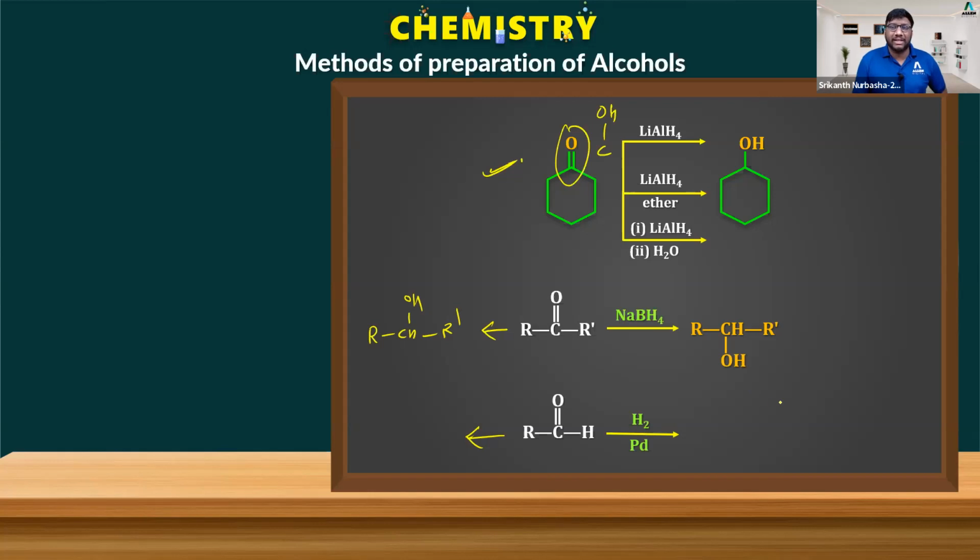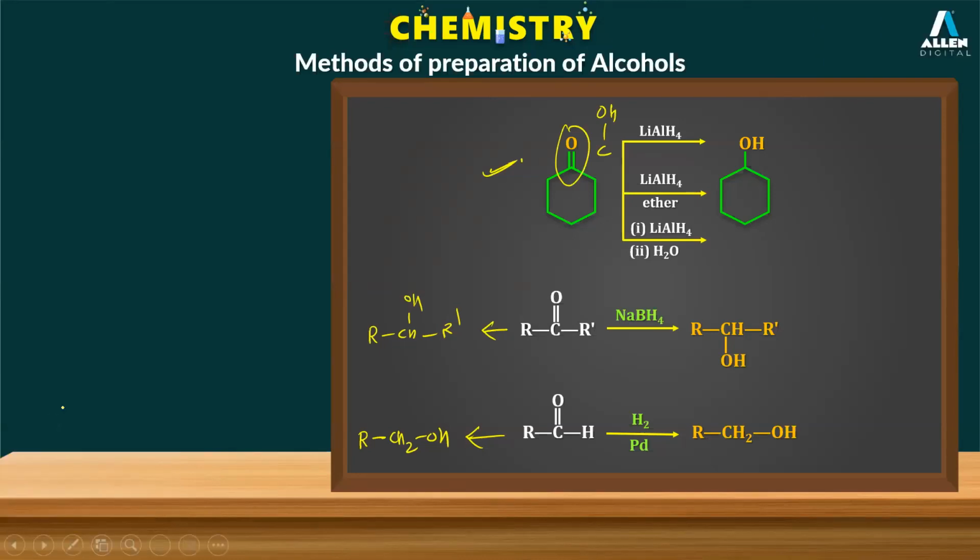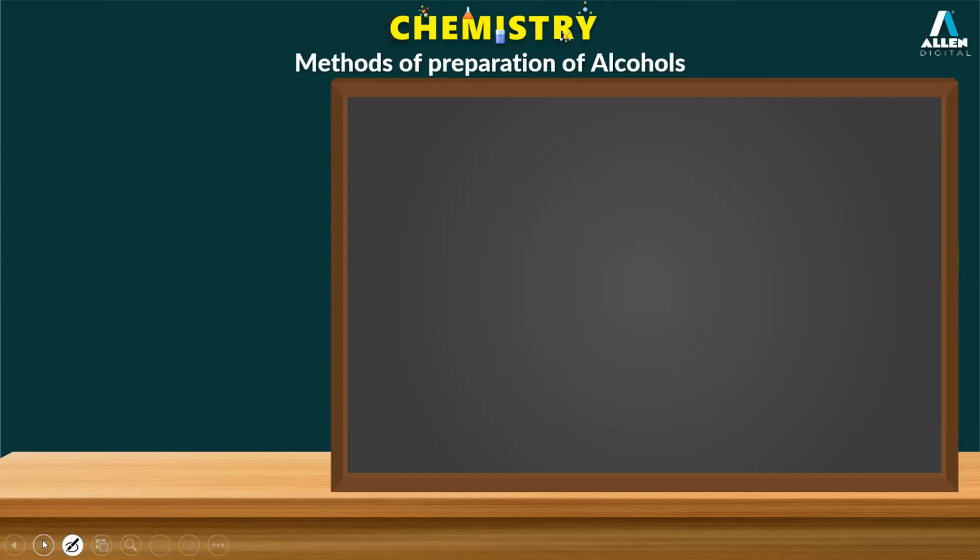H2 in the presence of a metal catalyst will reduce all polar and non-polar pi bonds except carboxylic acid. Is it a carboxylic acid? No. So it will be reduced by H2. You will get what? Alcohol. So you get RCH2OH. For oxygen and carbon, we are removing the pi bond and adding hydrogens to carbon as well as to oxygen. Is that clear, students?